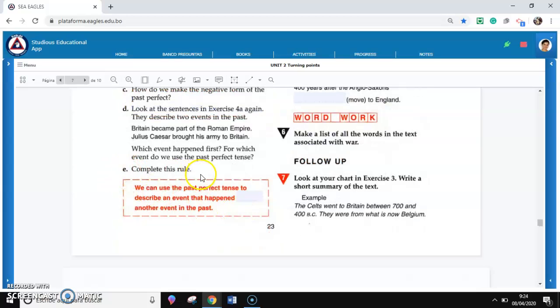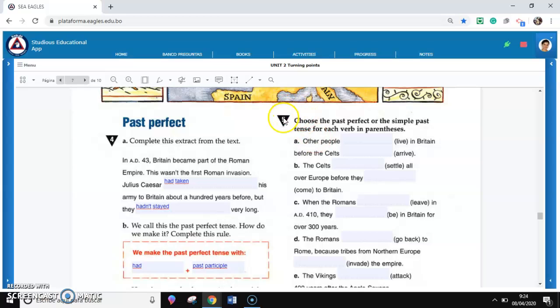Letter E. Complete this rule. We can use the past perfect tense to describe an event that happened... What's the clue word? Before. Before another event in the past. Please remember, we use the past perfect tense to describe an event that happens before another event in the past. So let's move on.